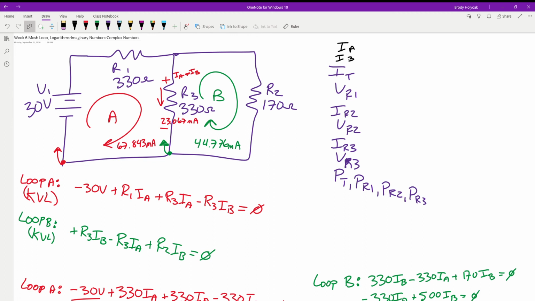Okay, so what is our current total for this circuit then? Do we have any resistors on here that's our current total? Yeah, in this case, the current total is all the current going through R1, which is 67.843. Does that still follow all of our series and parallel rules? Yeah, because we have the 23 plus the 44 gets us back to the 67. Okay, what's the voltage drop across R1?